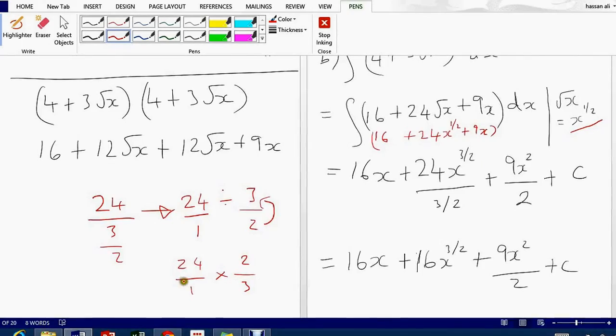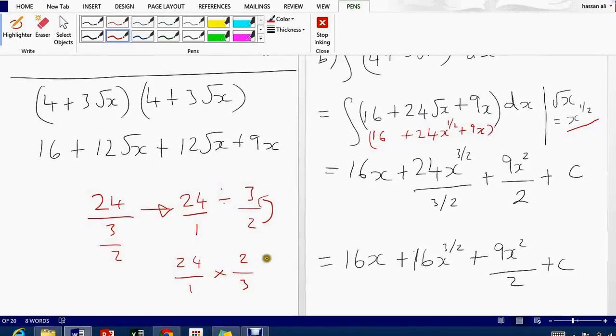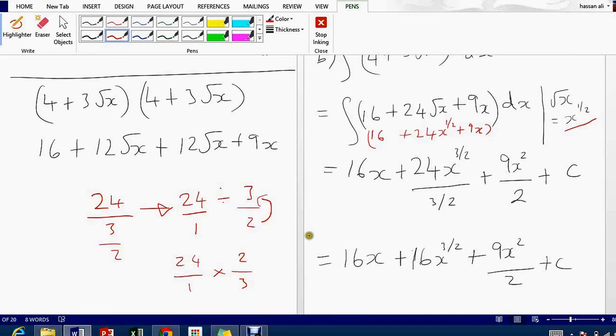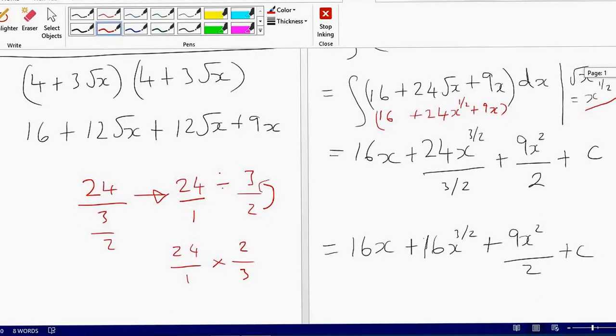And you just times it. Remember, when you divide by fractions, you flip these two over and multiply, so you're left with 48 over 3, which will give you 16x^(3/2) + 9x² over 2 + c. So that's your final answer for B.